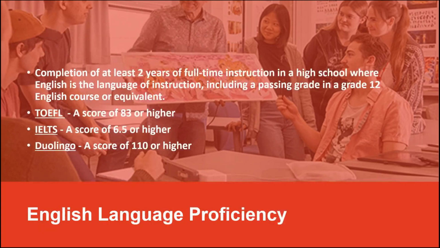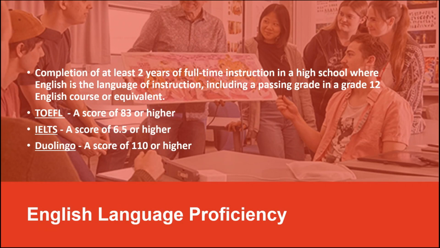Okay, let's move on to the English language proficiency. So there's 4 ways that you can prove your English language proficiency. One would be if you have completed at least 2 years of full-time instruction in a high school where English is the language of instruction. So including a passing grade in a grade 12 English course or equivalent. I should mention that these requirements are only for students whose first language is not English. If English is your first language, it's the language that you speak at home, then you wouldn't be required to submit English language proficiency. And your transcripts would be the proof of that, your high school transcripts.